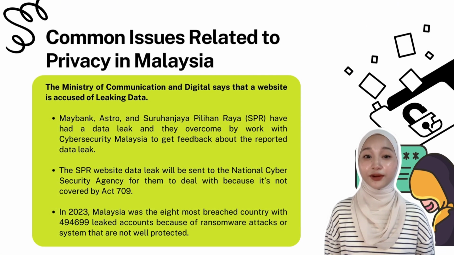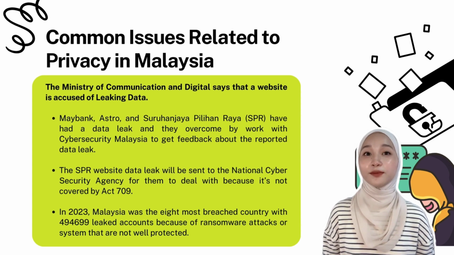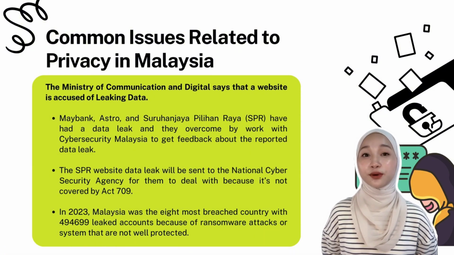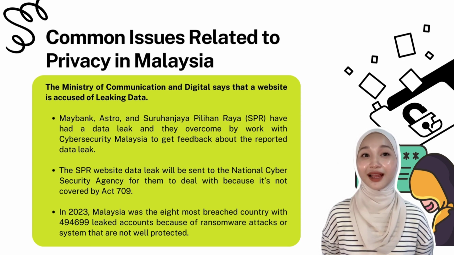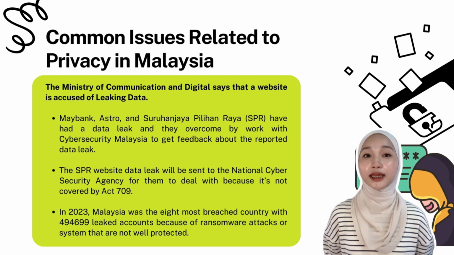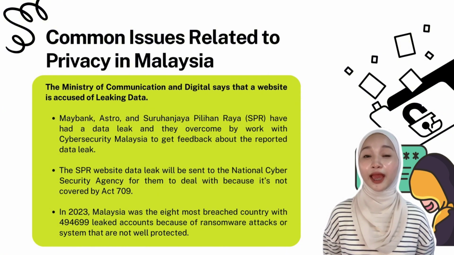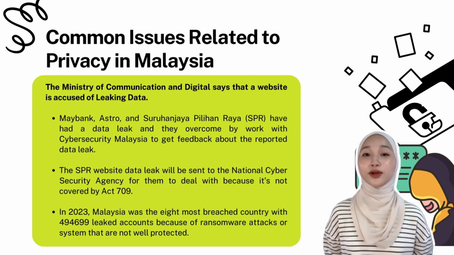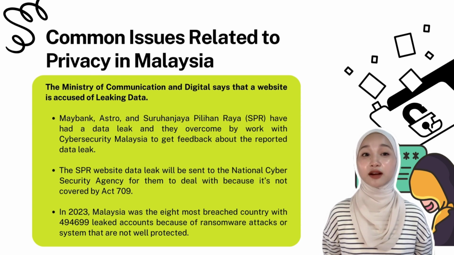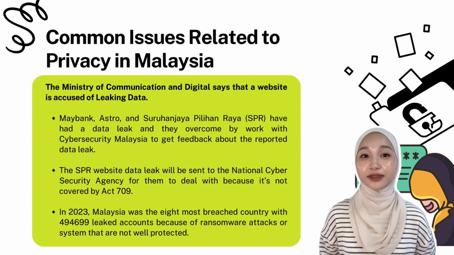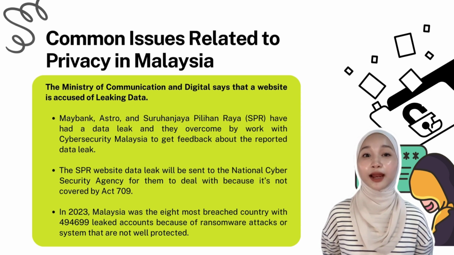So next, common issues related to privacy in Malaysia. The Ministry of Communication and Digital says that a website is accused of leaking data. Maybank, Astro, and Suruhanjaya Pilihan Raya, which is SPR, have had a data leak, and they overcame it by working with Cybersecurity Malaysia to get feedback about the reported data leak. The SPR website data leak will be sent to the National Cyber Security Agency for them to deal with because it's not covered by Act 709. In 2023, Malaysia was the 8th most breached country with 494,699 leaked accounts because of ransomware attacks or systems that are not well protected.